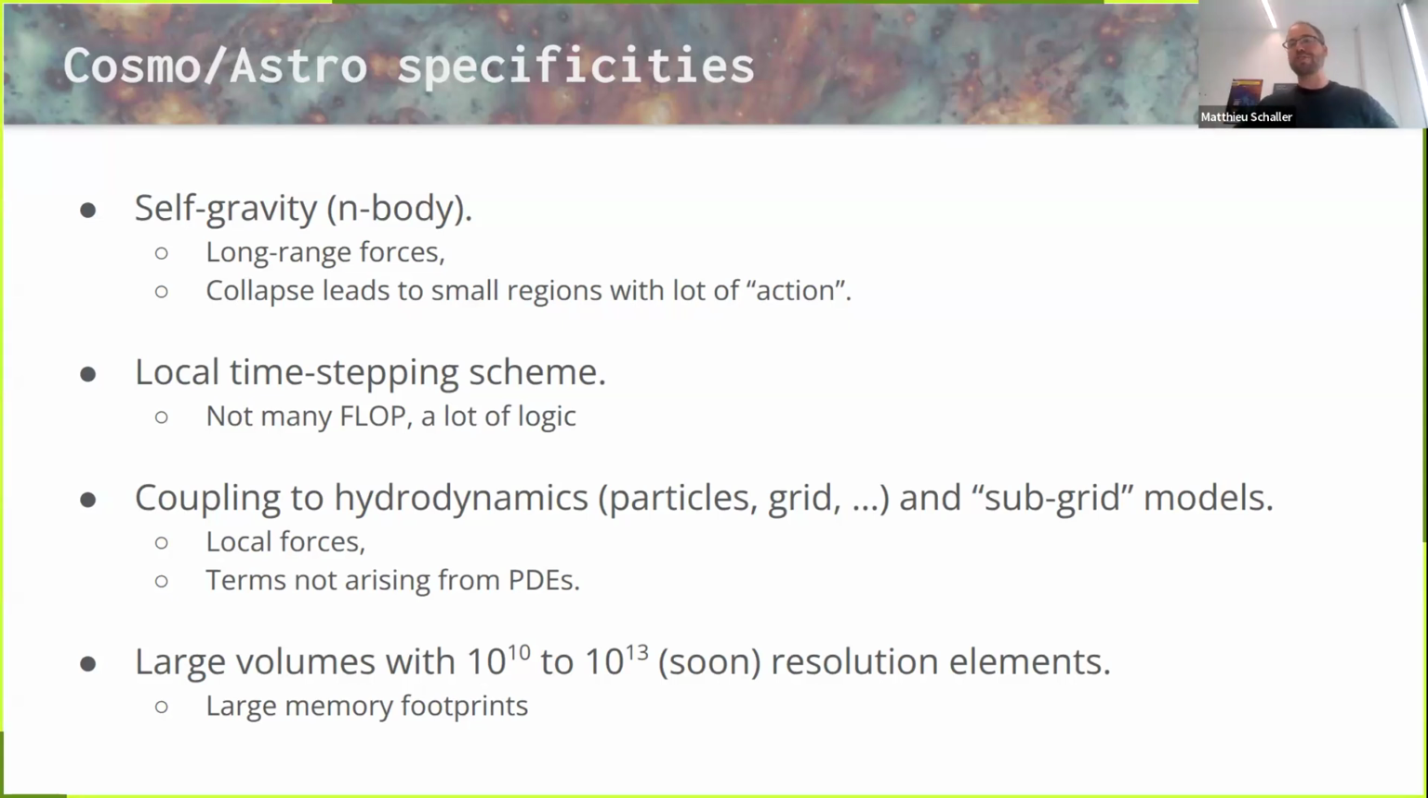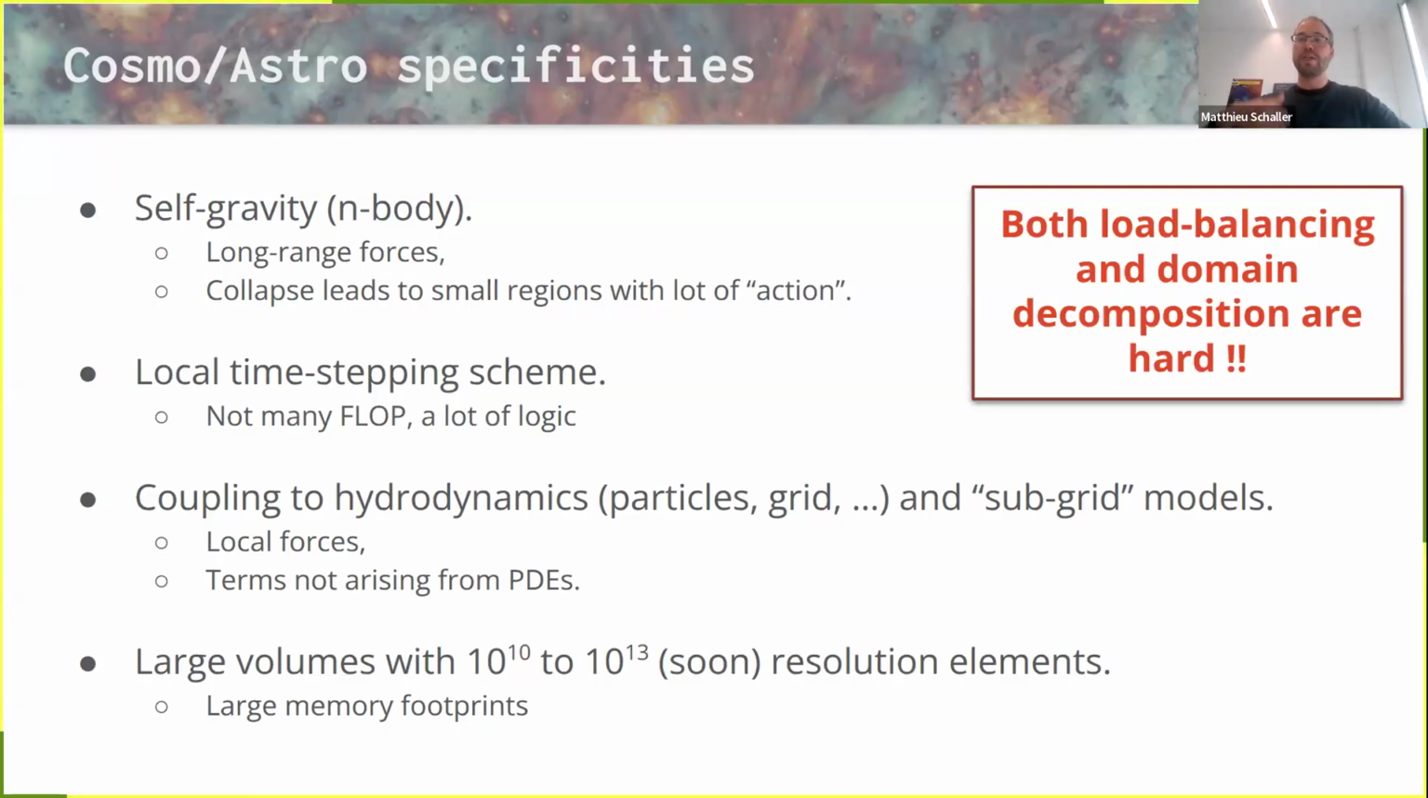And then because the universe is large and because we're interested in matching current surveys, we really need to have a very large number of resolution elements. We're now doing a few times 10 to the 11 resolution elements, but really we should be cranking up to 10 to the 12 to 10 to the 13 resolution elements, running for a month at a time on a computer. So a very large memory footprint.